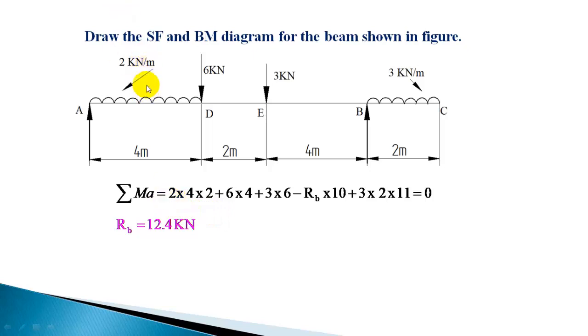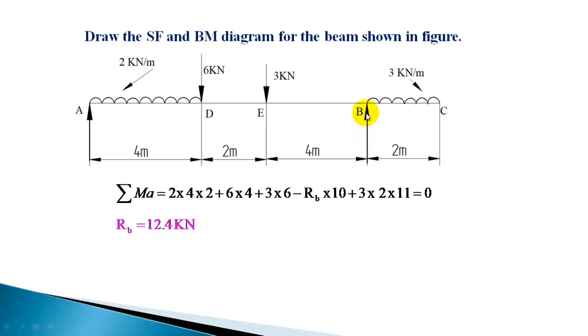So that is the summation: the resultant load 8 into the distance 2, plus 6 into 4, plus 3 into 6, minus RB into 10 because it's an anti-clockwise moment, plus the resultant load 3 into 2, 6, and the distance is 10 plus 1, 11. That summation is equal to 0. From that you get RB as 12.4 kilonewton. So you are getting this support reaction, 12.4 kilonewton.